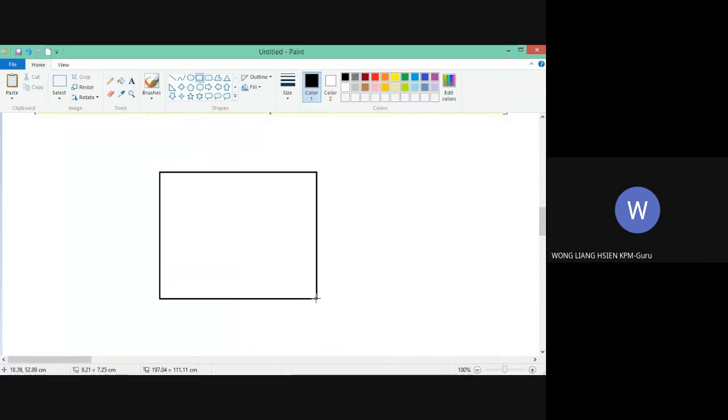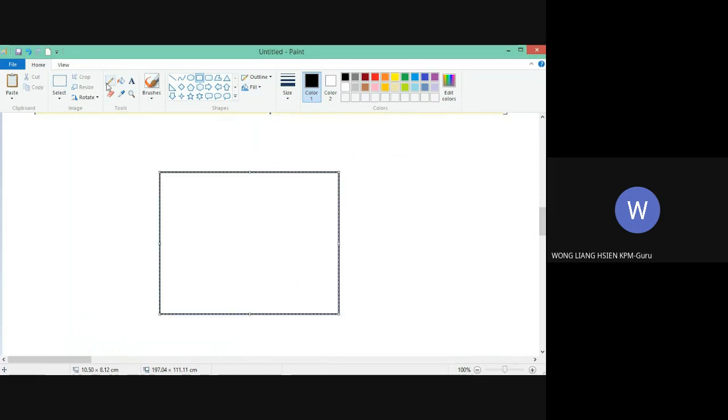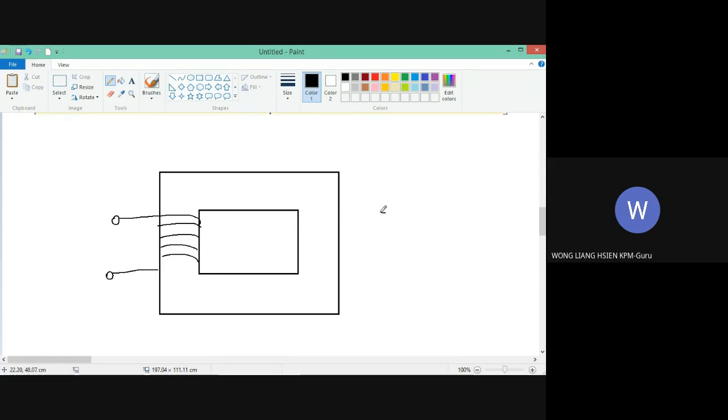Okay, let's say this is the transformer. And then here we got coil. And then here also got coil. Now, this piece of conductor, this piece of metal is what we call the core of transformer.